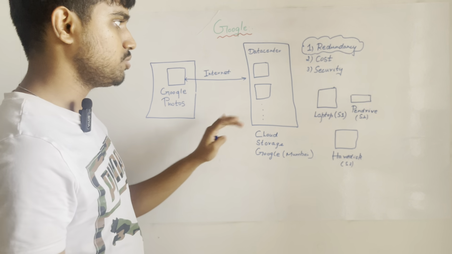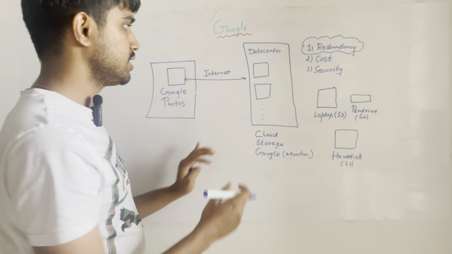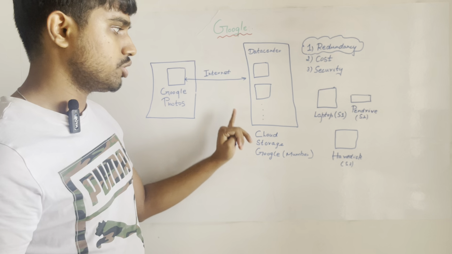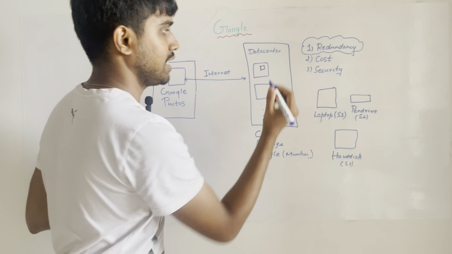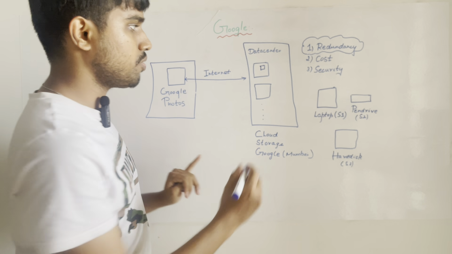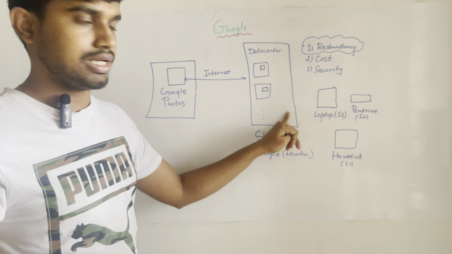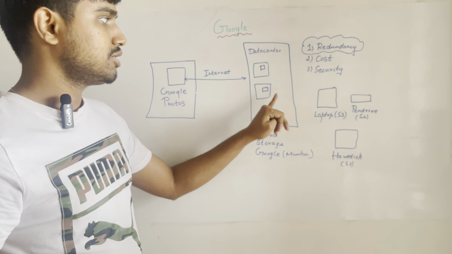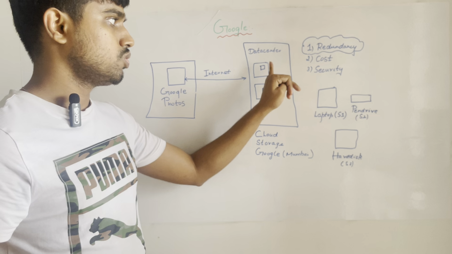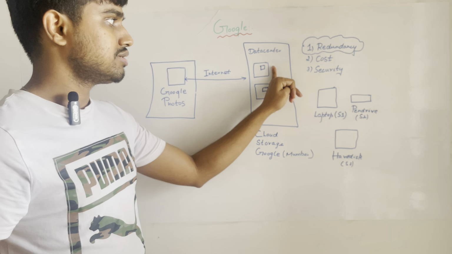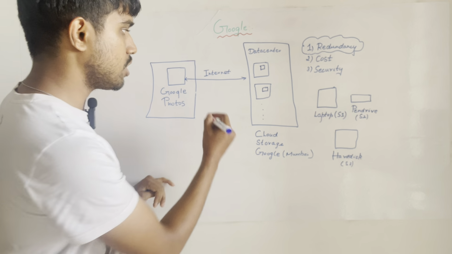So when you come back to the data center context, we have multiple computers, right? So when you save a particular photo, what Google does is it stores it in one computer, and then it also takes a copy of that data and stores it in another computer in the data center. So this copying of data from one server to another server within the same data center is called local redundancy.